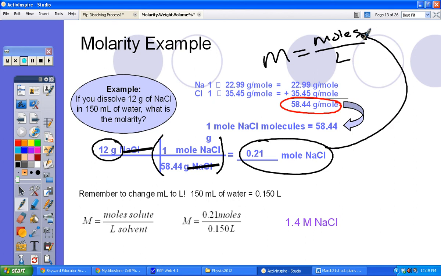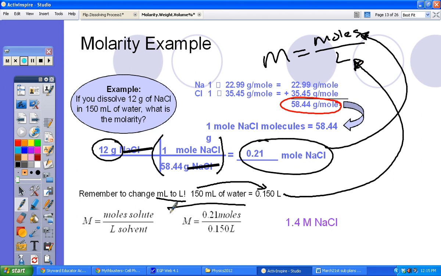Now all we need to do is change milliliters to liters. So 150 milliliters gives us 0.150 liters. We can substitute that into the bottom part of the equation. And a nice cleanly written one is down here at the bottom. And so our molarity value would be 1.4 moles of sodium chloride.